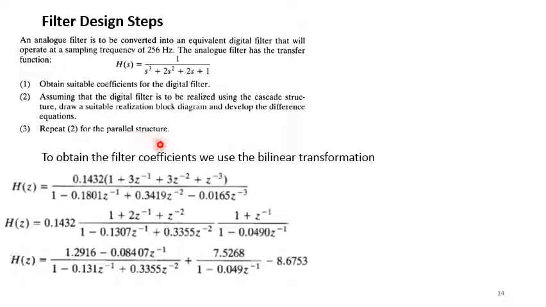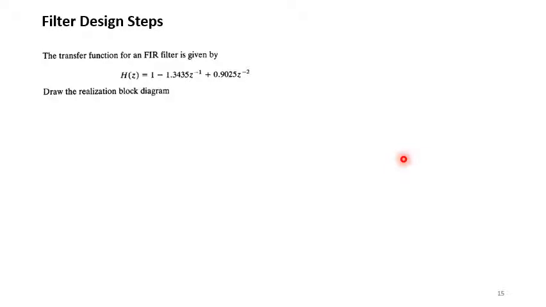Again, for the parallel structure, we need to express this system function using partial fraction expansion. You know how to do the partial fraction expansion, so using that it will result in this, and now you can see this is a summation, so this can be implemented in parallel structure. Then we have one more example. We have a transfer function for an FIR filter, which is this one, and you have to draw the block diagram for this one. This I also leave as homework for you.